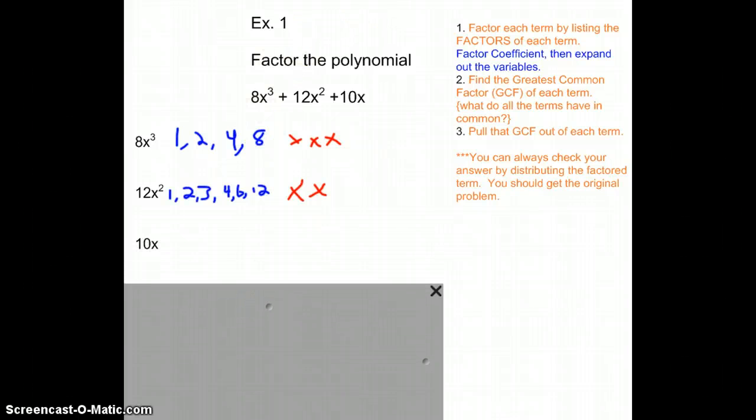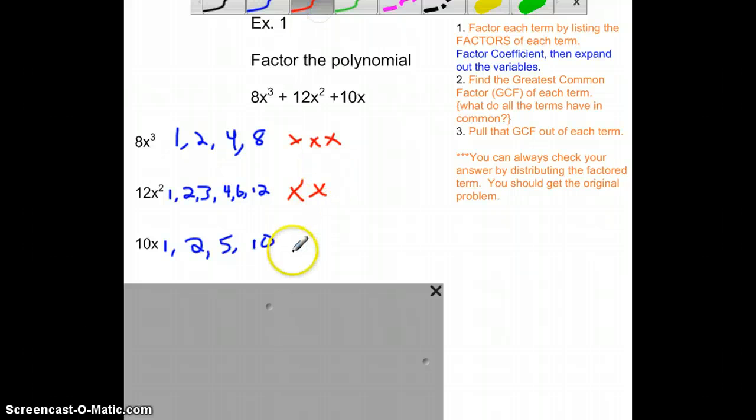And 10x. Work with the 10 first. I always like to do the coefficients first, so 1 and 10. And then 2 and 5. And then we just have our one variable, x.